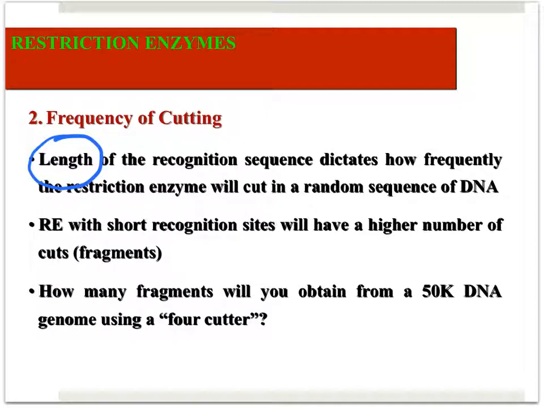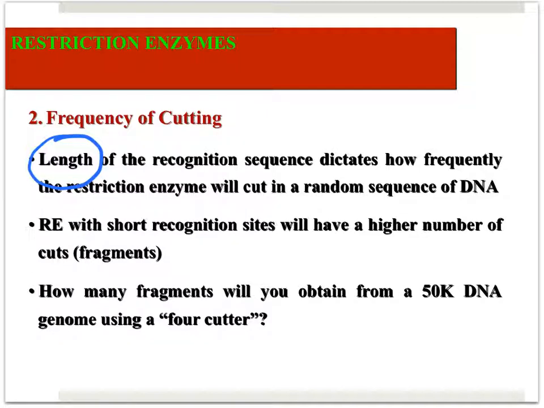One word, a statistics word, not even a life science word: the probability, right? If your enzyme is recognizing a short sequence, what is the probability of finding that short sequence? High or low? High. If it recognizes a longer sequence, low. So it will be a rare cutter. Frequent cutter, rare cutter. Okay, so that is one very important way.